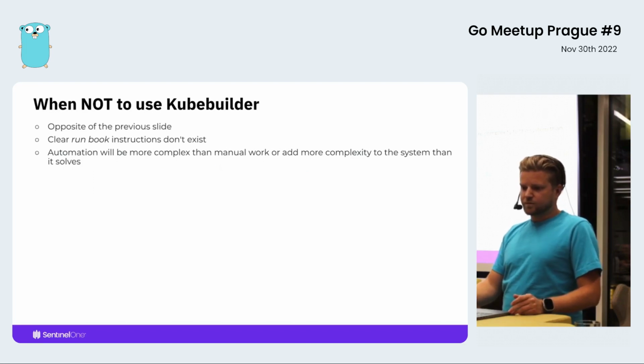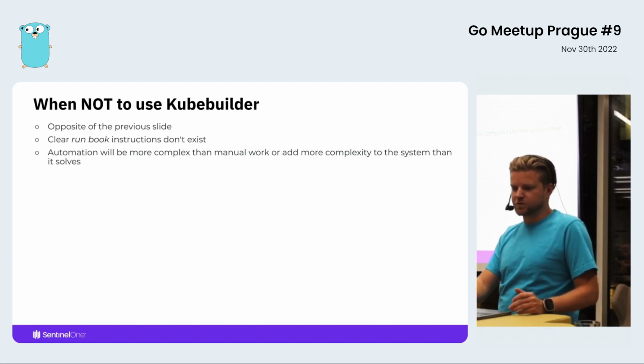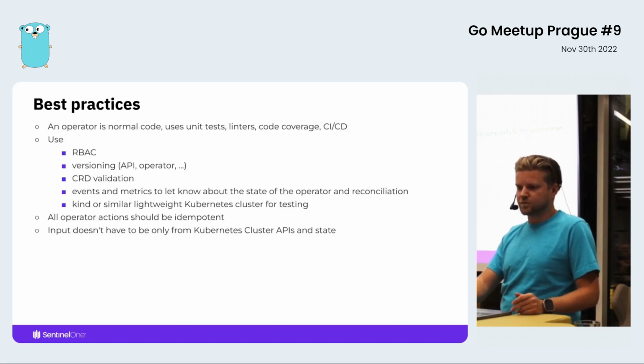When not to use it is basically the opposite of all the previous points, and one is that quite often it's not a problem to write the operator itself, but to define how to do it and to think out all the conditions. So sometimes it could be quite complex, and not everything is solvable by automation. So you need to consider whether it's actually worth automating it.